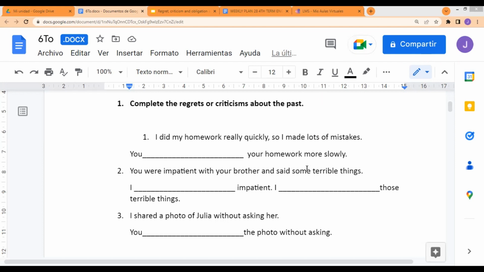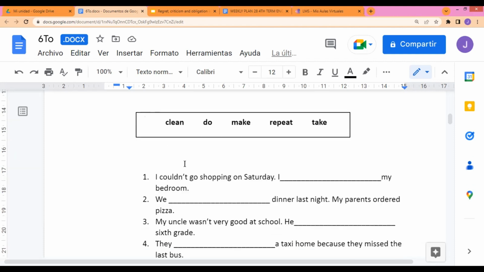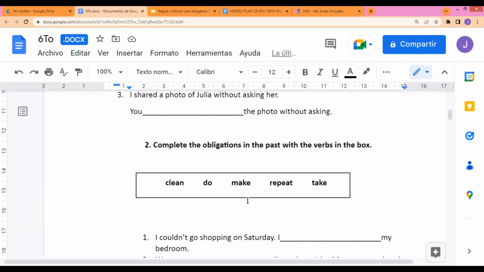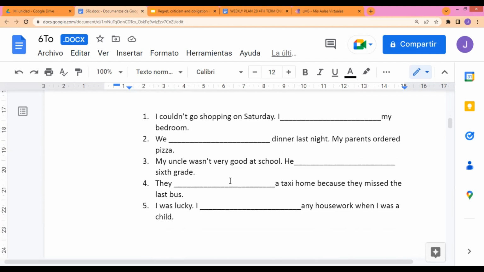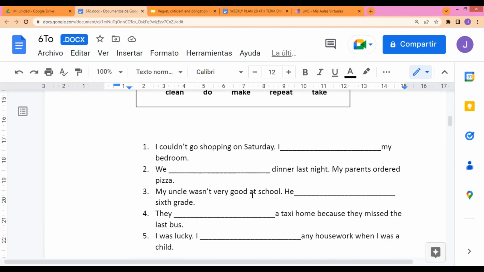Now, in activity number 2, what you guys are going to do is to complete the obligations in the past with the verbs in the box. So, look, you got to read and look at the sentences and complete the blank spaces with the obligation form, all right? So you gotta read carefully about it. So that's it, guys. That is the homework. Y no se olviden hacer la tarea de vocabulario, que es algo muy sencillo, que lo pueden hacer en menos de 5 minutos.